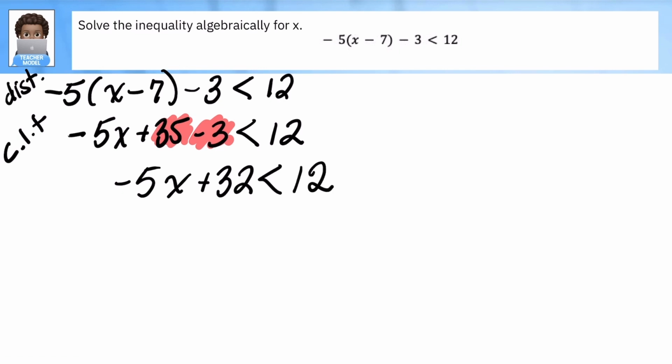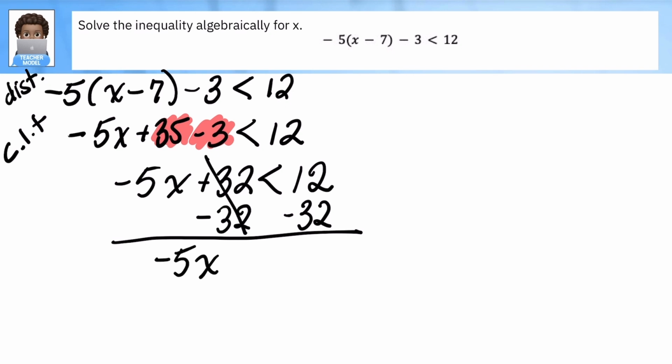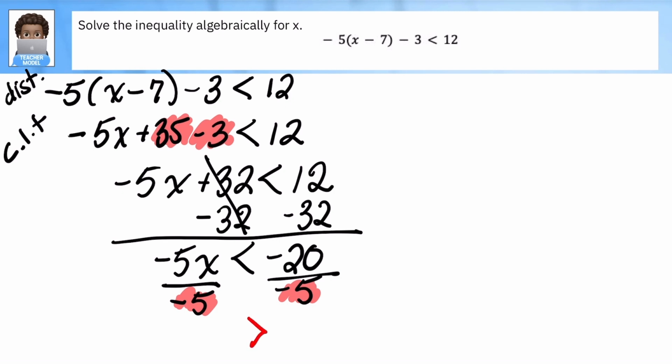And now, again, we're doing our usual, we're isolating that variable. So I'm going to subtract 32 because I want a 0 pair on both sides. So I have -5x is less than -20. And now I want to isolate the variable, so I'm going to divide by -5 on both sides. And as we've been talking about, because I'm dividing by a negative number, we're going to flip that sign. And so I have x is greater than 4. That's our solution. Let's check it.